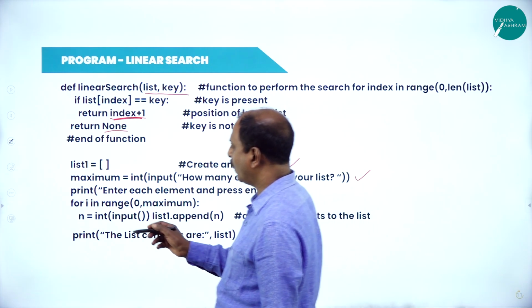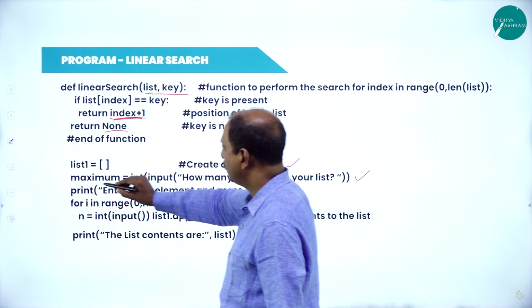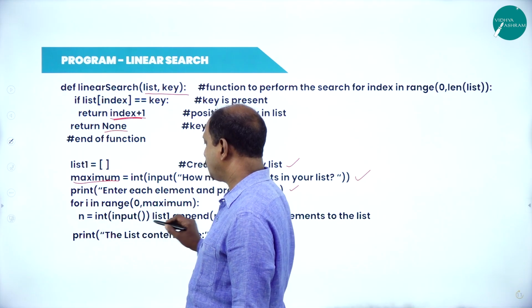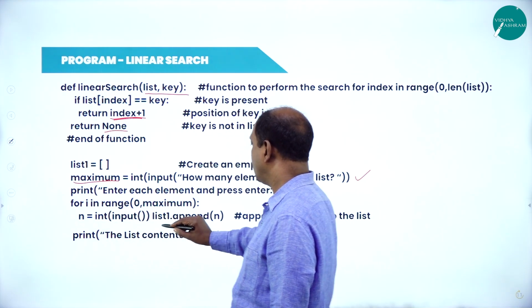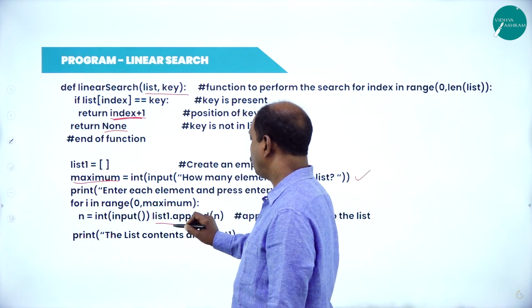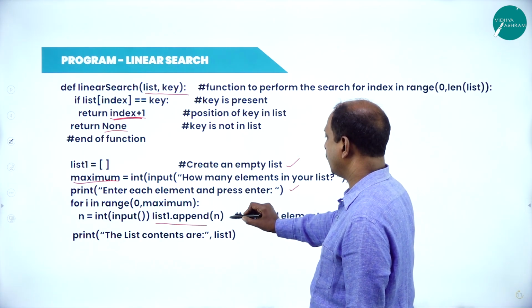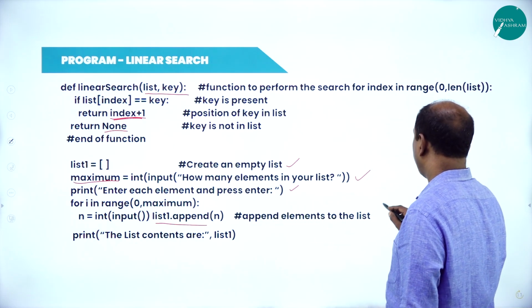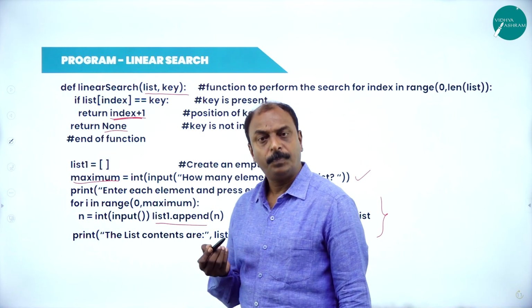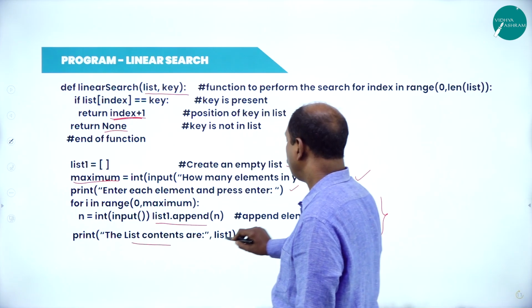So we are using a for loop: for i in range from 0, index is 0, to maximum, the length of the given list. And we are going to accept input: n equals int input, then list1.append. Here we are using the append function. list1.append of n, where n is the given number. So these are the statements that append the element to the list with the help of the append function. Then after that we have to print this list. The list contents are going to print out the list elements.